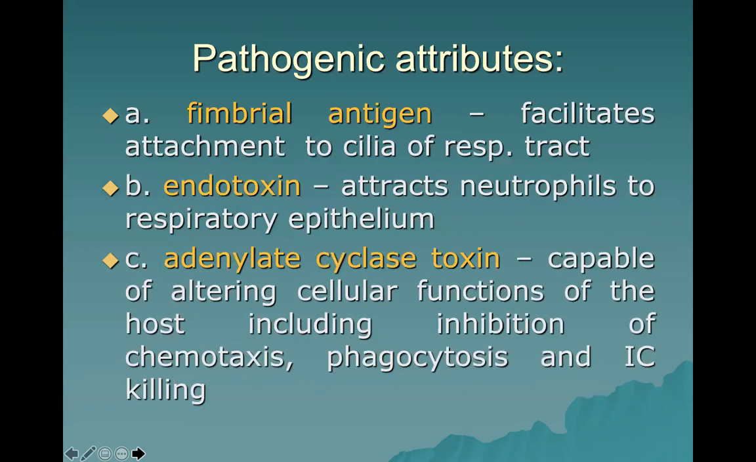The pathogenic attributes of Bordetella bronchoseptica. Number one is the fimbrial antigen that facilitates the attachment of the organism to cilia of the respiratory tract. It also has endotoxin that attracts neutrophils to the respiratory epithelium. Another is the adenylate cyclase toxin that is capable of altering cellular function of the host, including inhibition of chemotaxis, phagocytosis, and intracellular killing.